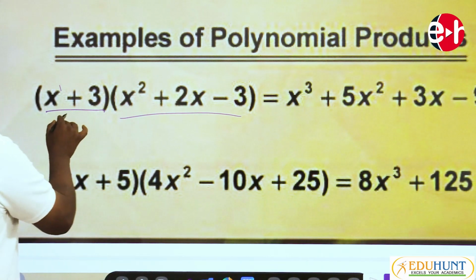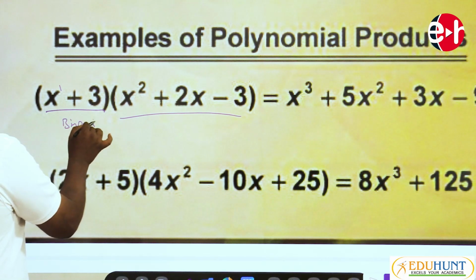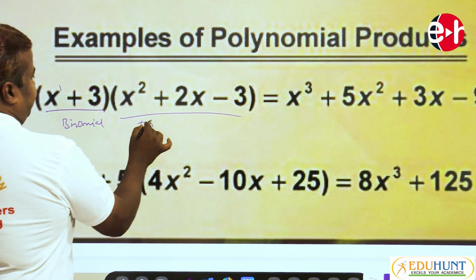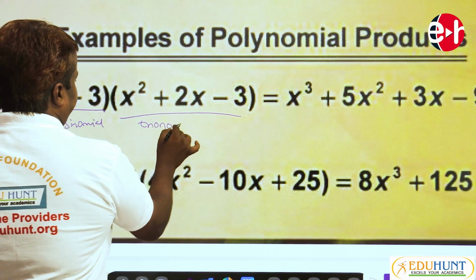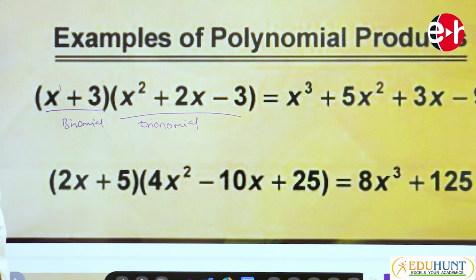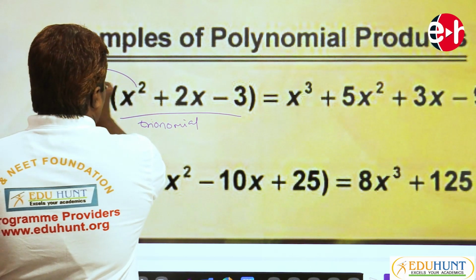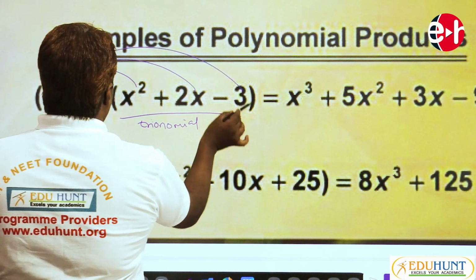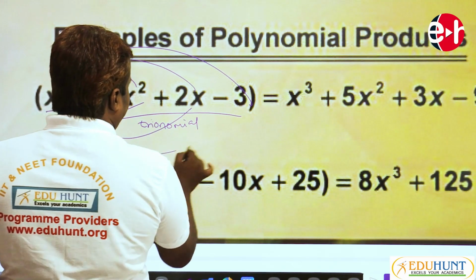It is a binomial, the sum of 2 terms. It is a binomial. It is a trinomial. You can multiply. What about the value? If you multiply a binomial and a trinomial, what do you get here? You can multiply x into x square. So 2x minus 3x, 3x square plus 6x minus 9.